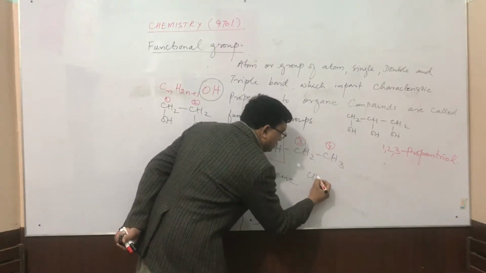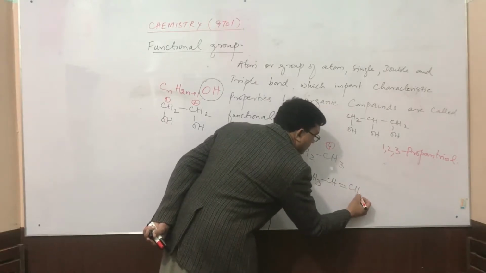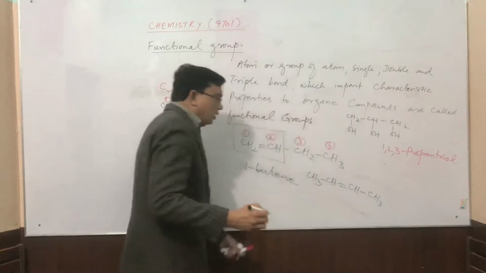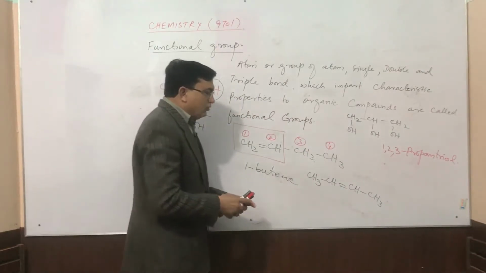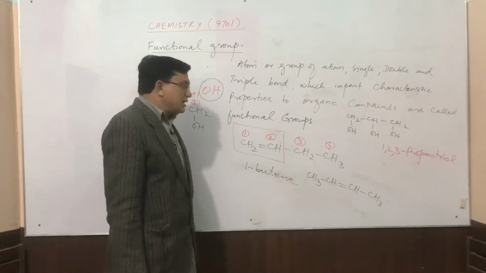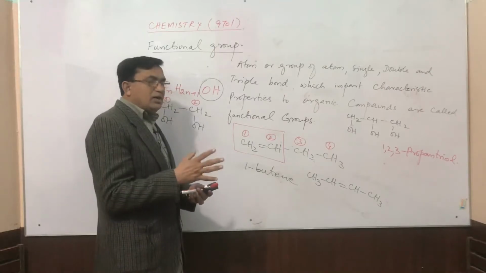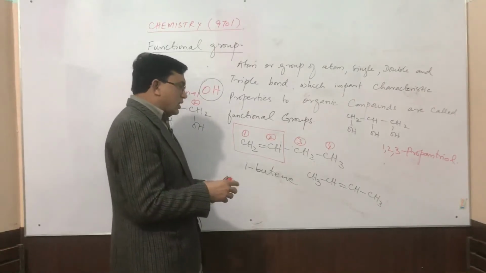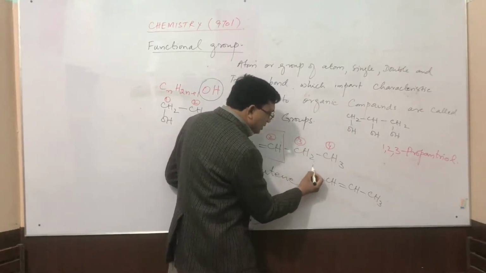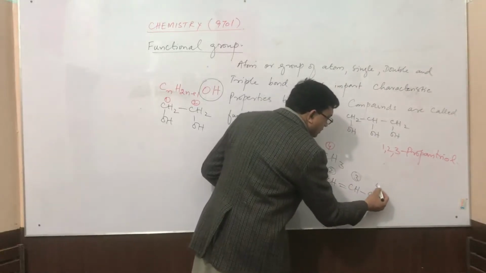But if the molecule is just like this, CH3, CH, double bond, CH and then CH3, we are noting that from either side we number the double bond is at the same distance. That's why no matter from where we start numbering, it doesn't matter. If we consider this is number 1, this is second, this is third and this is fourth.